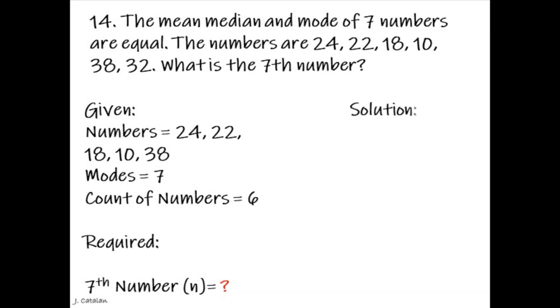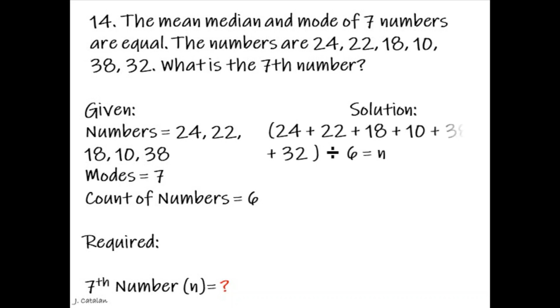Solution. The sum or total of 24 plus 22 plus 18 plus 10 plus 38 plus 32, divided by 6 equals n. To simplify, it will now become 144 divided by 6 equals n. 24 is equal to n. The seventh number is 24.